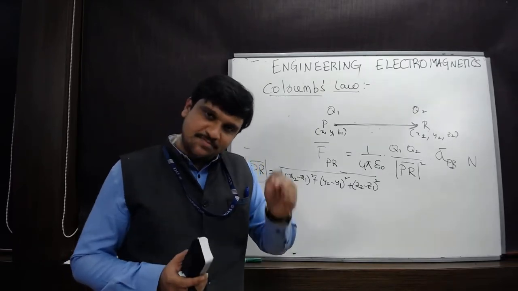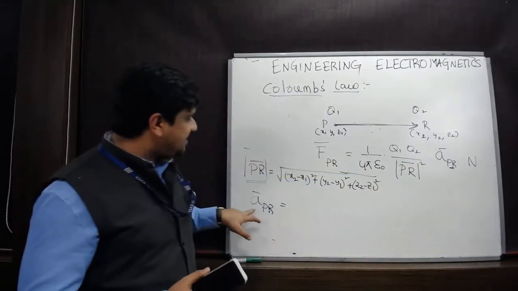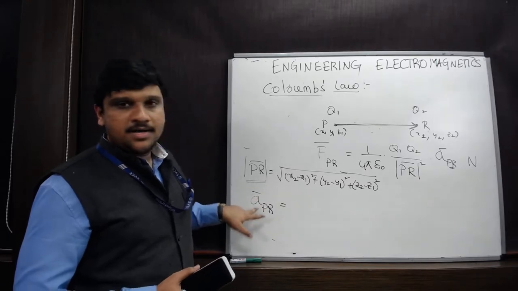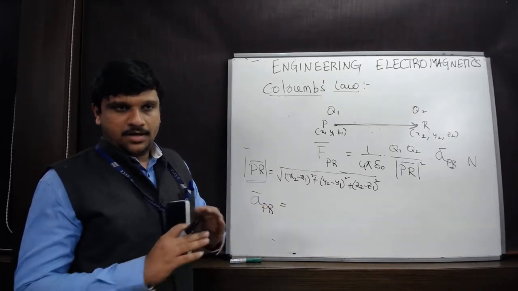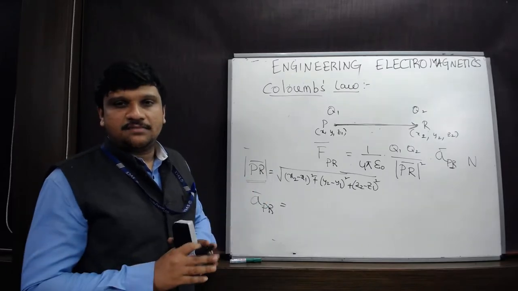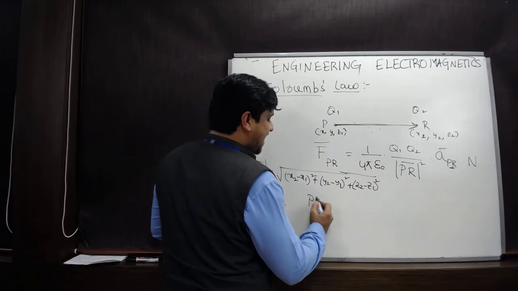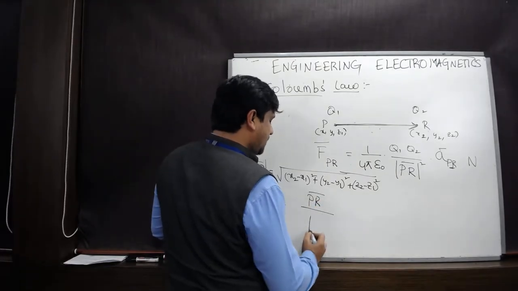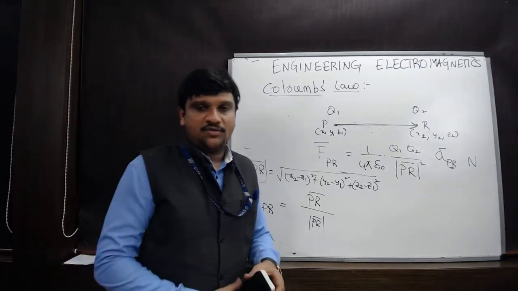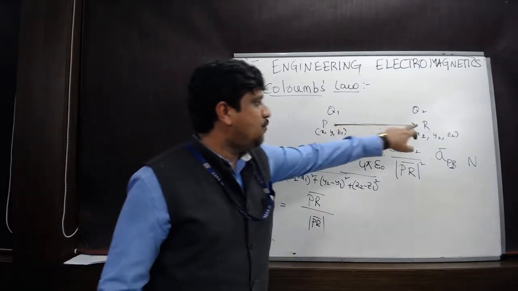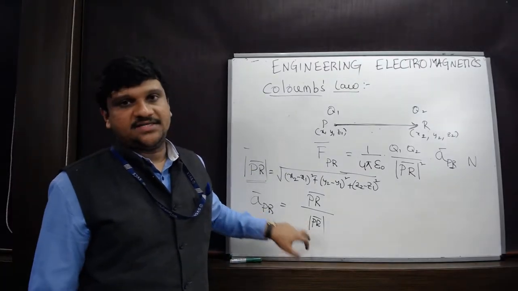So here also, in a similar way, we have a vector, and we have a unit vector, which is represented as a bar with PR as a suffix. How can we define this unit vector in more detail? A unit vector is equal to the actual vector divided by the magnitude of the vector. The actual vector, PR bar, is a vector, and it is divided by the magnitude of the vector.